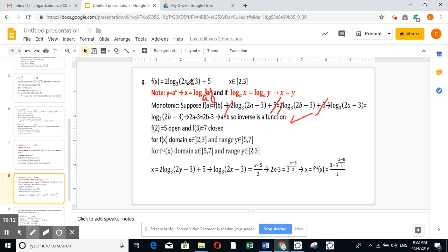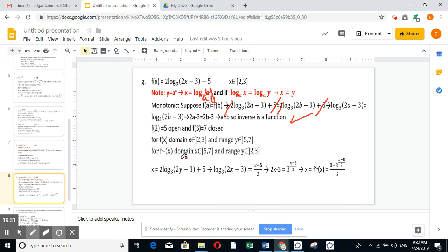Now I do f of 2. You can use your calculator. You have the log in the calculator. You're going to get 5. If you replace x by 3, as I said, use your calculator, you're going to get 7. So this is the domain, this is the range, and vice versa for the inverse function.